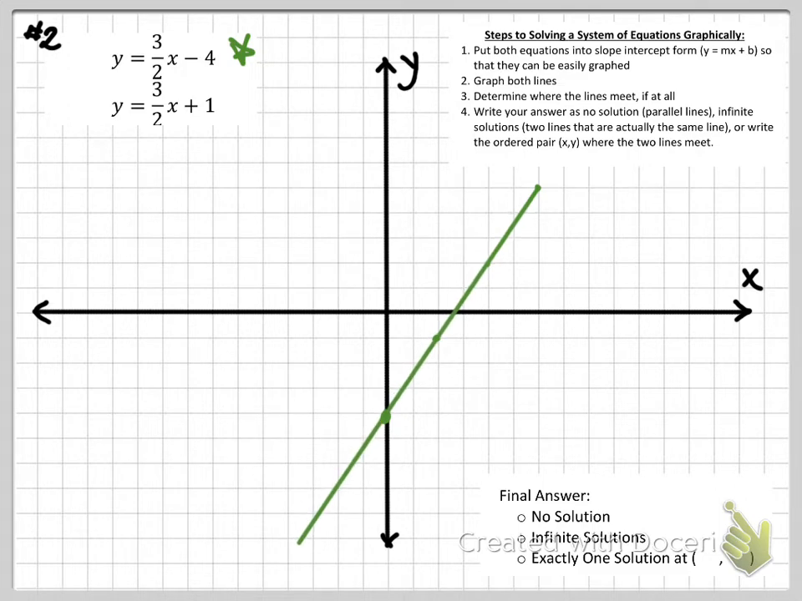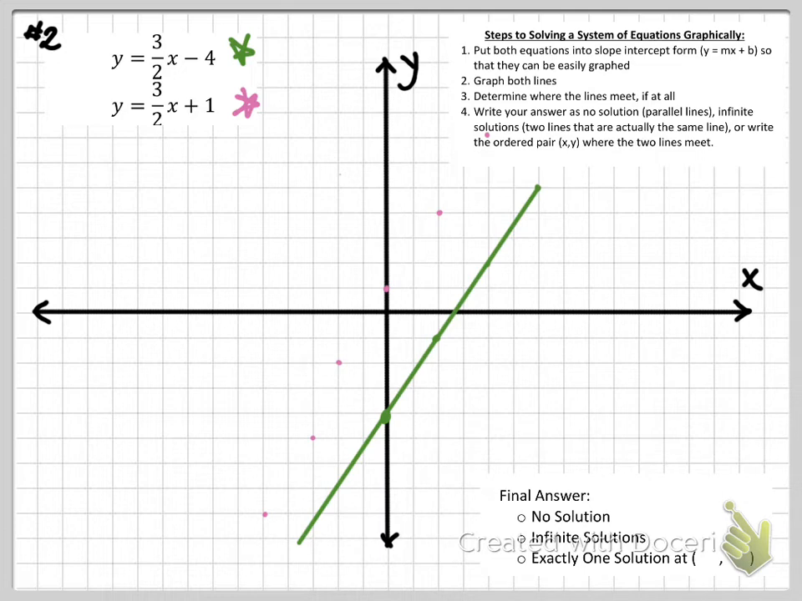Okay, and then I have the equation y equals 3/2 x plus 1. So I'll use pink for this. So we have 3/2 x plus 1, so we start at plus 1. From there we go up 3 over 2, up 3 over 2. We can also go down 3, left 2, down 3, left 2, down 3, left 2, and so on and so forth.